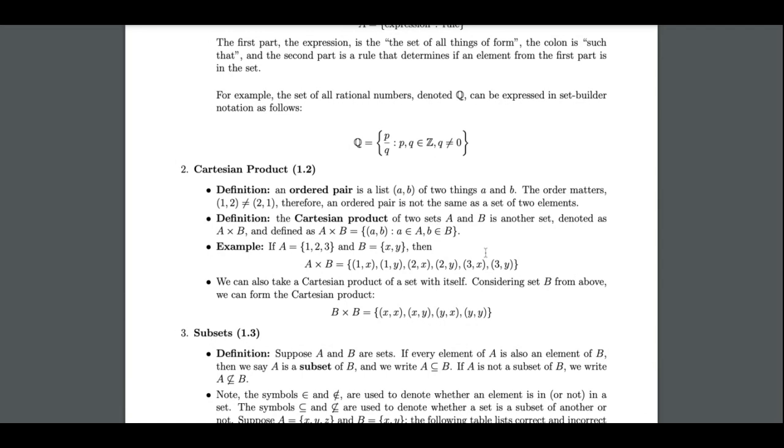Another definition, the Cartesian product of two sets. So what is a Cartesian product? We used to talk about the product of two numbers, right? We know how to multiply two numbers, and the result we call the product. Same thing, we can multiply two sets, A and B, and the result we call a Cartesian product.